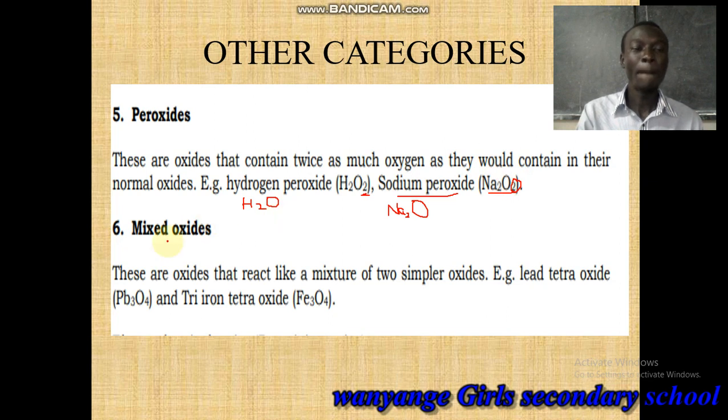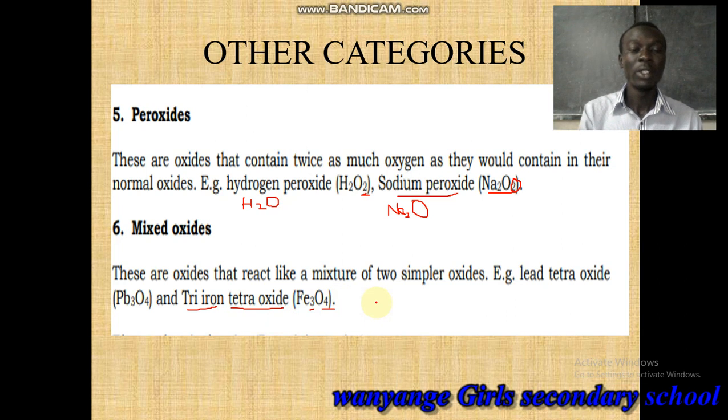Then we have mixed oxides. Mixed oxides chemically react like a mixture of two normal oxides. Okay? A mixture of two normal oxides. So it behaves like one normal oxide and also like another oxide. It's like both normal oxides are in the same compound. For example, we have here triiron tetraoxide. Tri means 3, so 3 iron atoms, and tetraoxide, tetra means 4, so 4 oxygen atoms.